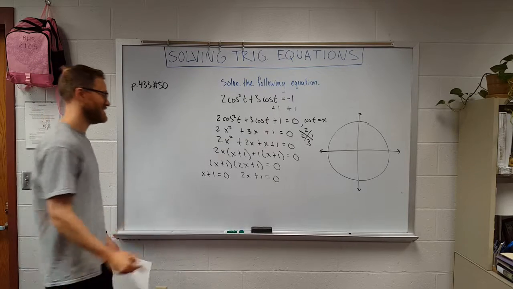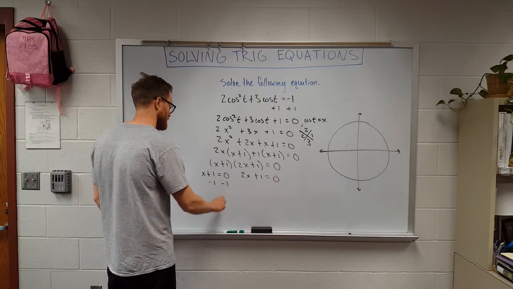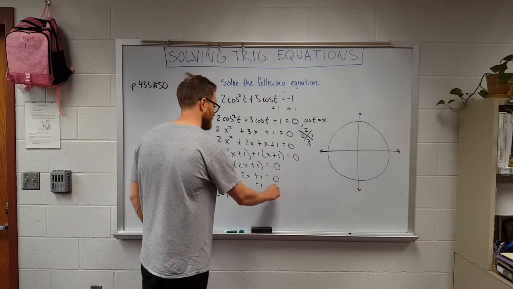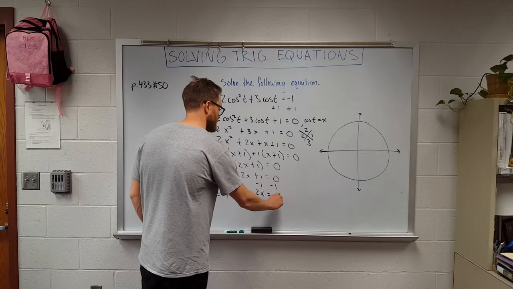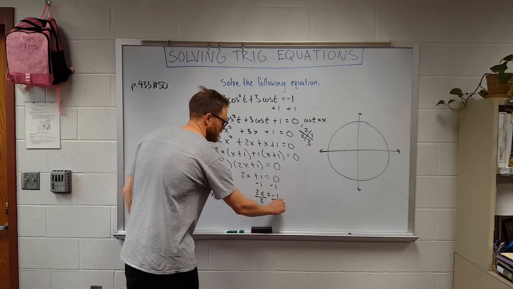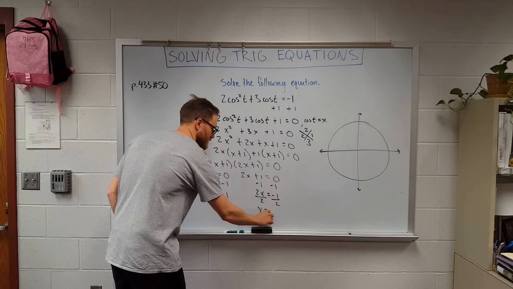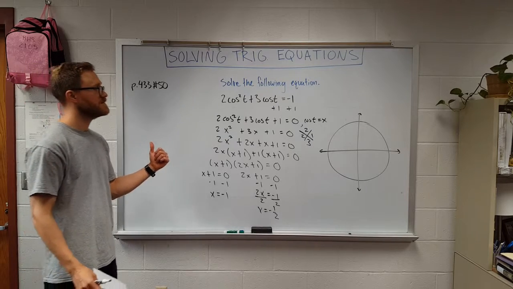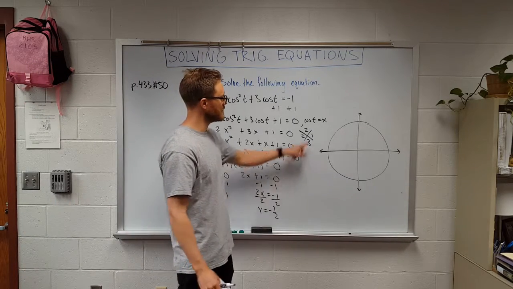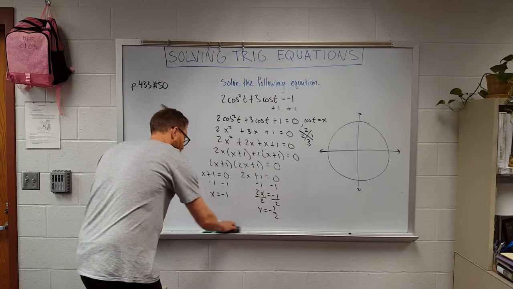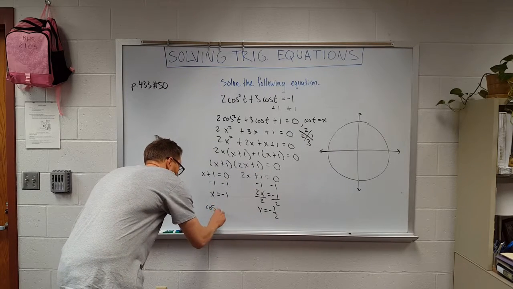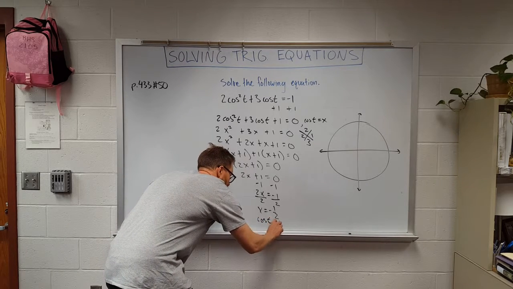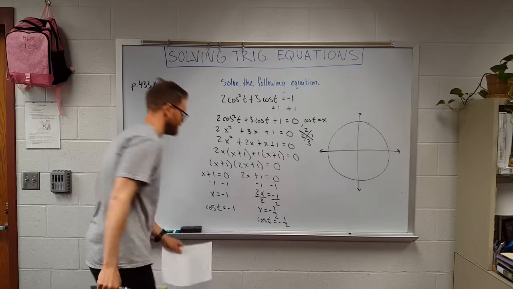And then I'm going to isolate these for x. So this one becomes x equals -1. This one becomes 2x equals -1. Divide by 2. We get x equals -1/2. And now we're going to go the other way with the substitution. So everywhere I see an x, I'm going to replace it with cosine t. So I get cosine t equals -1, and cosine of t equals -1/2.